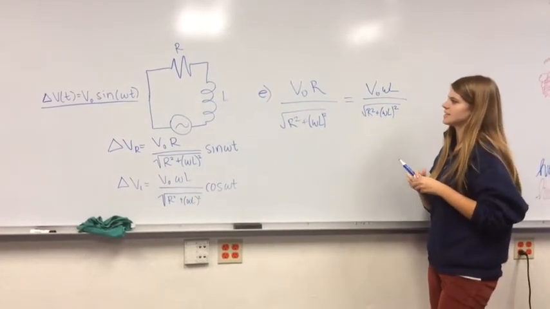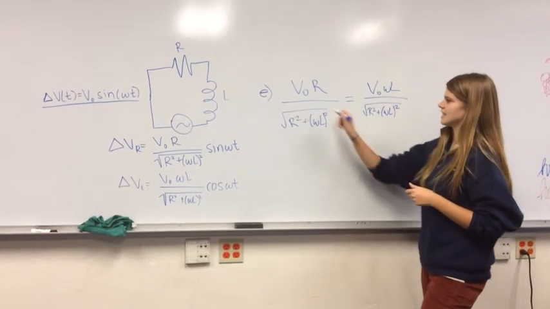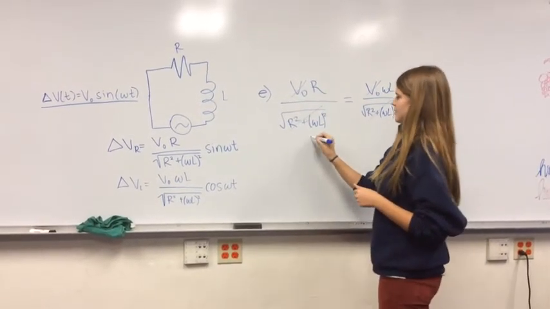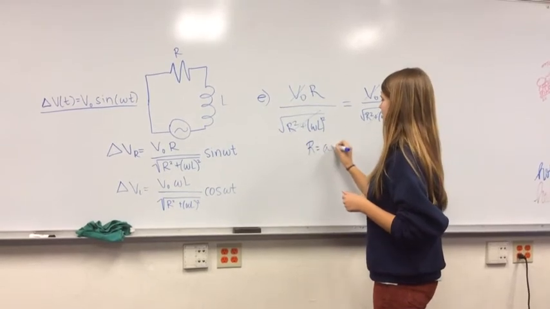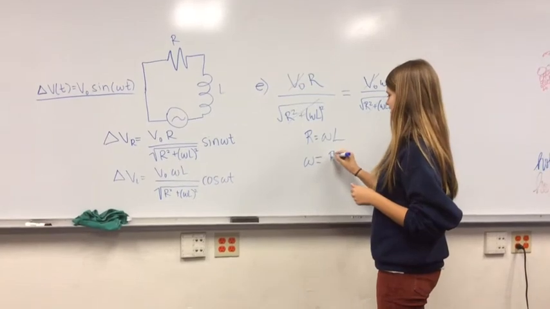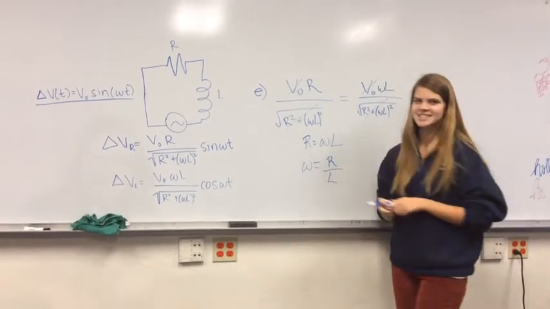Alright, and then if we're going to solve for omega, you can see that these are going to cancel out, as well as the voltages on top. So you're going to be left with R equals omega times L, so the angular frequency is going to be the resistance over the inductance.